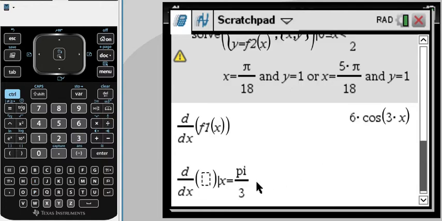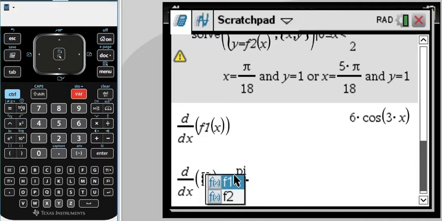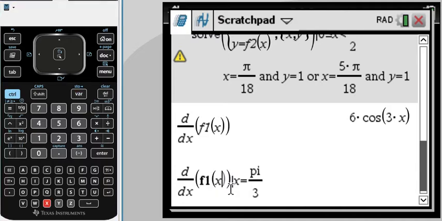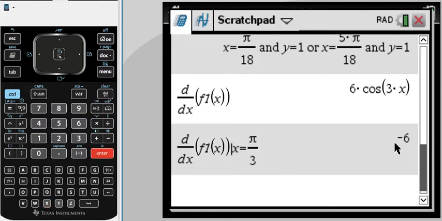So it's going to add that x is equal to pi over 3, and you see it has that little "such that." So I want this to be f1 of x, and I just hit enter, and there's my derivative value.